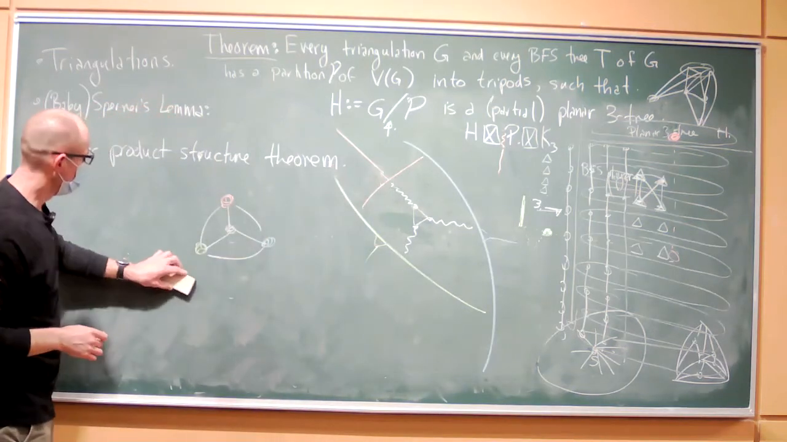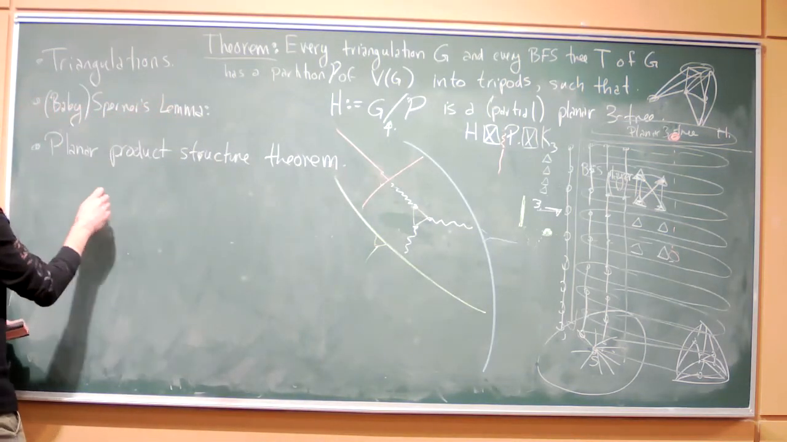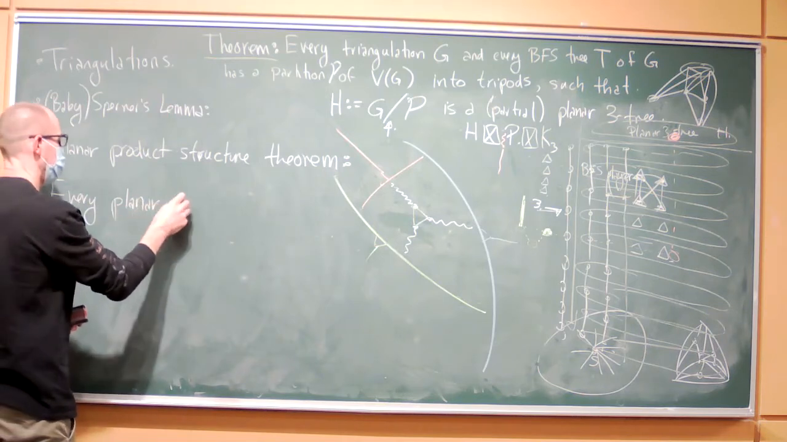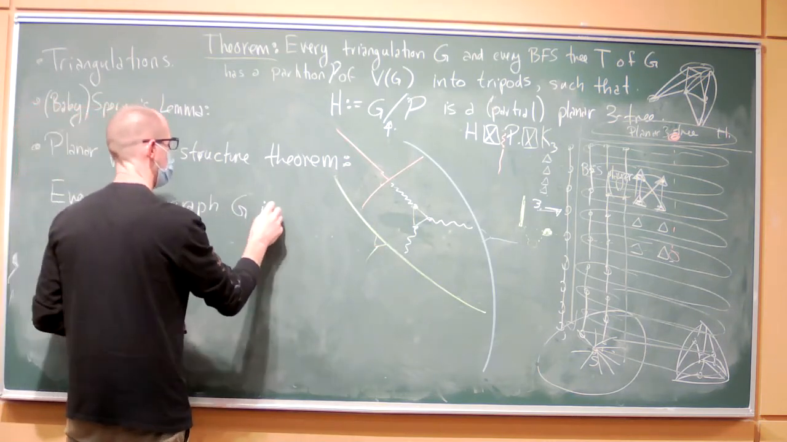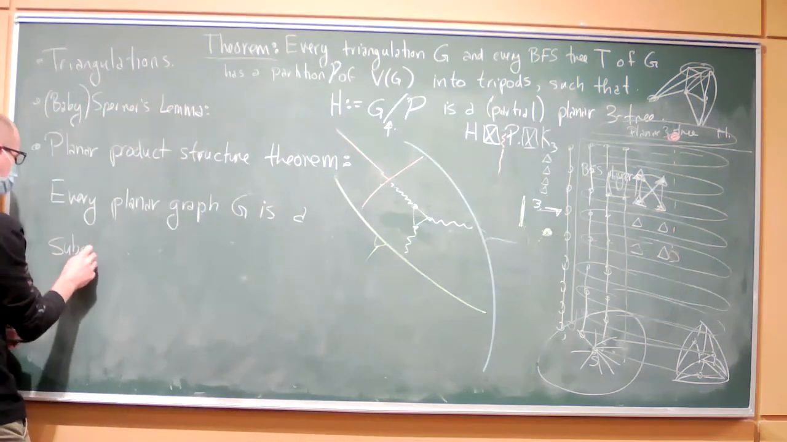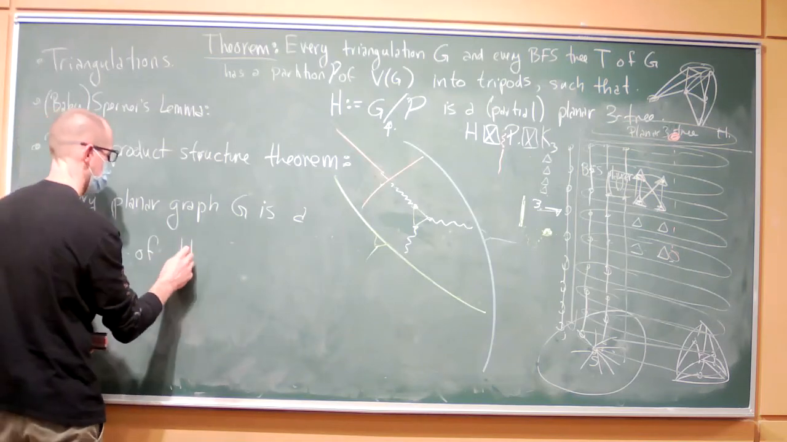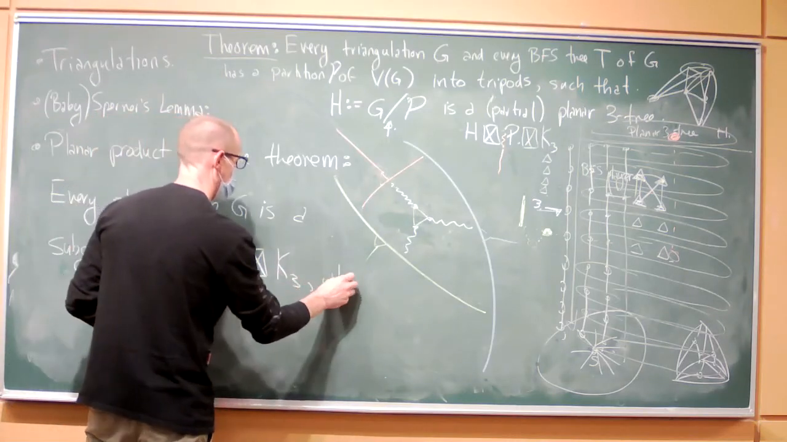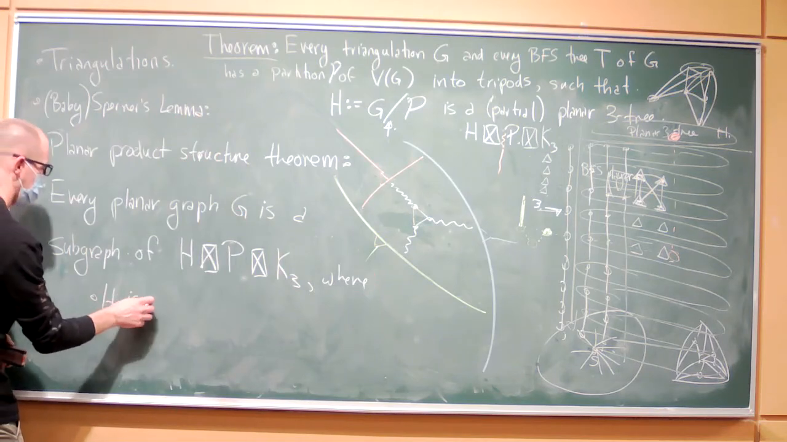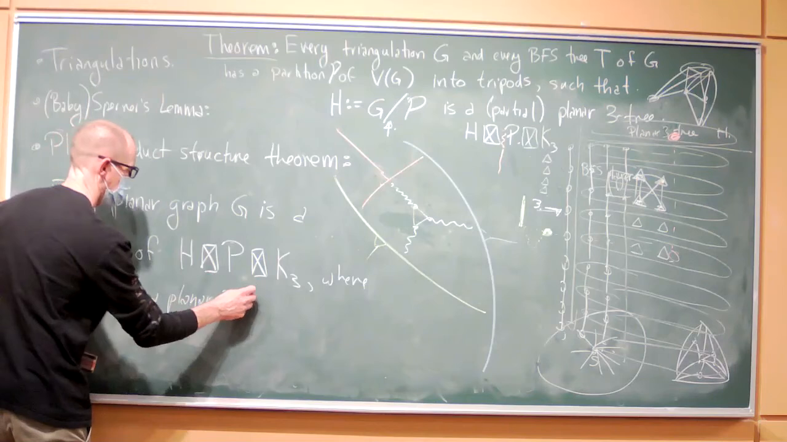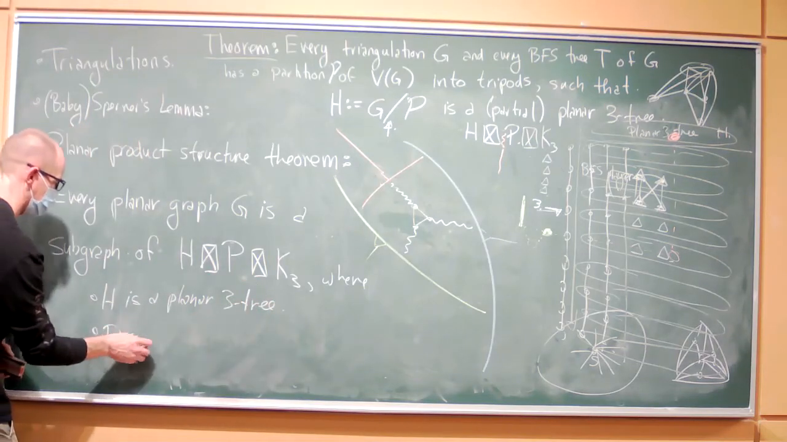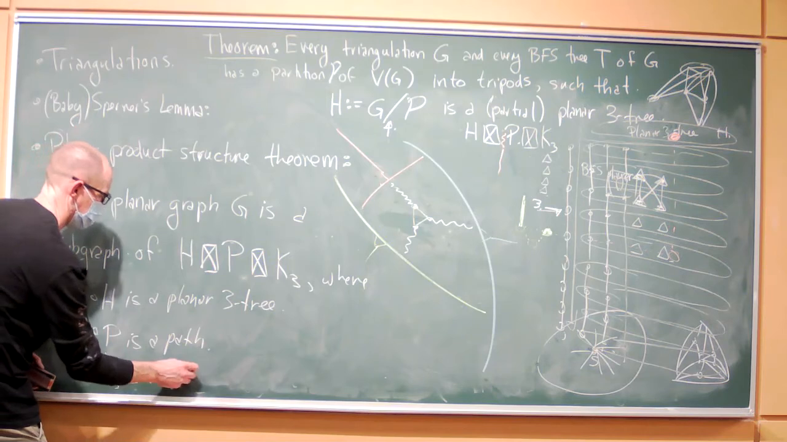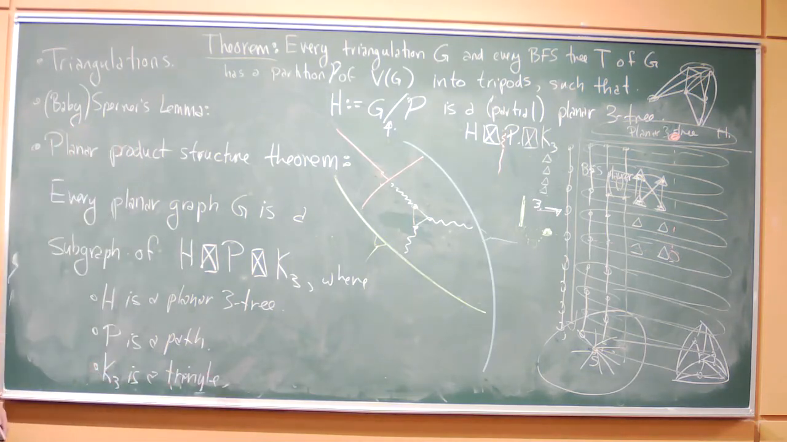And if you ever read about it, it's stated this way: every planar graph G is a subgraph of H times P times K3, where H is a planar 3-tree, P is a path, and K3 is a triangle, a cycle on the graph with 3 vertices, that makes a cycle.